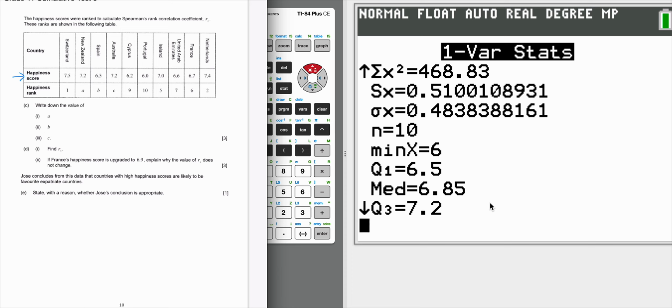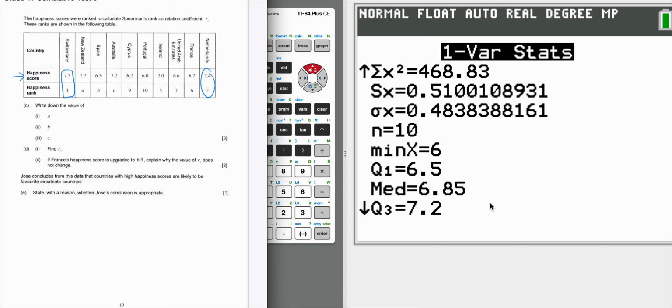We can see that Switzerland, which we already decided was the highest, they've obviously started with as rank 1. So the next highest would be 7.4, which is the Netherlands, which is rank 2.